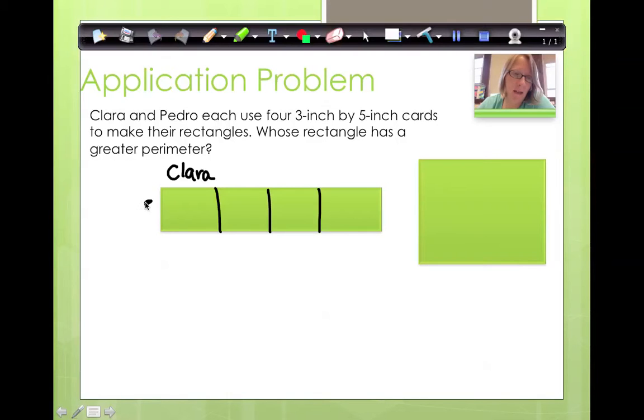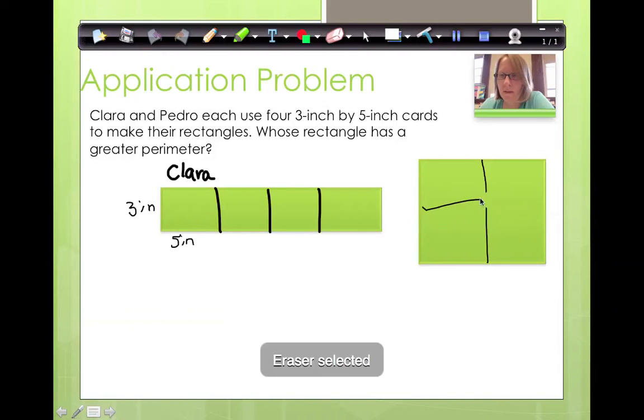So this length is, I need a smaller, the pencil's just a little bit too big here. This is her 3-inch. This would be her 5-inch side of her cards, and she laid them end to end. This one right here is Pedro's, and Pedro oops. Goodness gracious, I'm already having issues drawing today. That's alright. Okay, fix it.